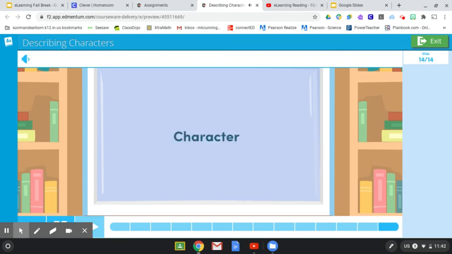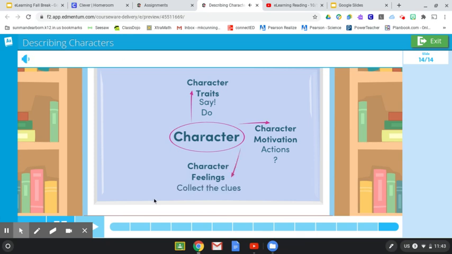When describing a character, start with their character traits. Look for what the character says and does. Then, look at their motivation. Find the character's actions and ask, why did the character do that? Next, what are the character's feelings? Collect the clues by looking for what the character says and does. Finally, ask, how do the characters affect the plot? What did the character do? And what was the outcome?